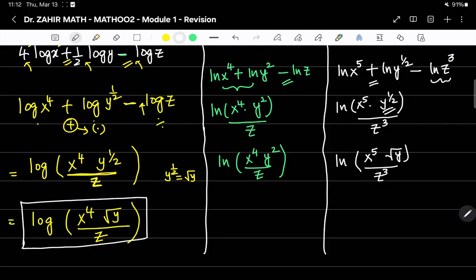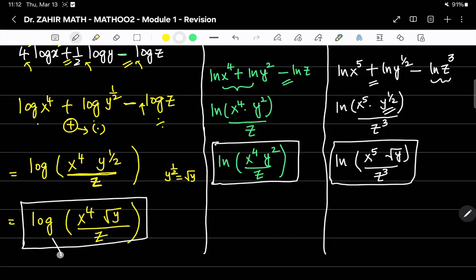This is the first question answer. This is your second question answer. And this is your third question answer. Look at all the answers. How many terms are there? Only one term. Can you see that?